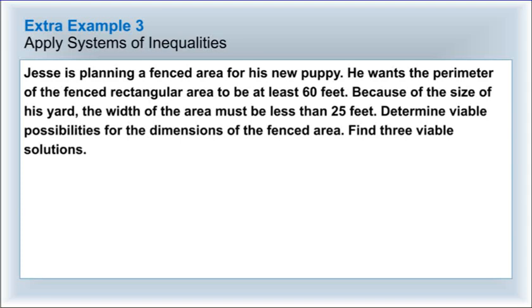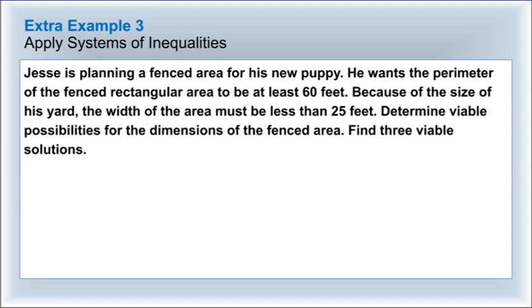Next, Jesse is planning a fenced area for his new puppy. He wants the perimeter of the fenced rectangular area to be at least 60 feet. Because of the size of his yard, the width of the area must be less than 25 feet. To determine viable solution possibilities for the dimensions of the fenced area, find 3 viable solutions.